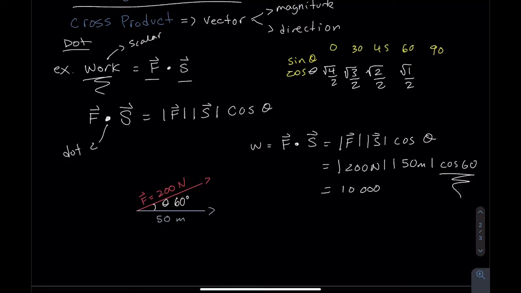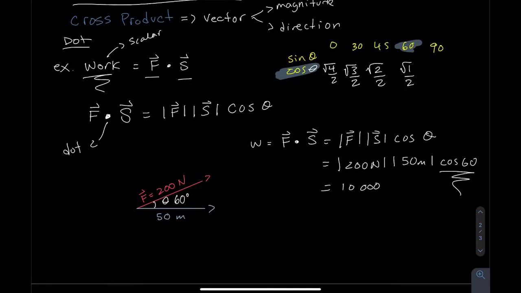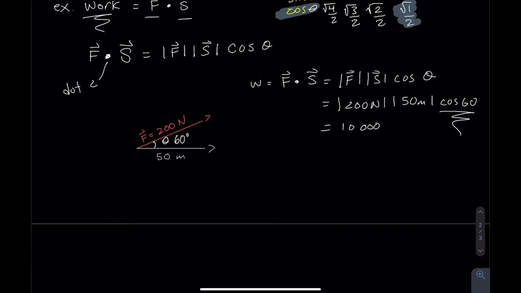Okay, so we found it. So cos of theta, 60 degrees, is equal to root 1 over 2, or just 1 over 2. So we're going to multiply it by 1 over 2, and we're going to be left with 5,000 Newton meters. And that is our answer.